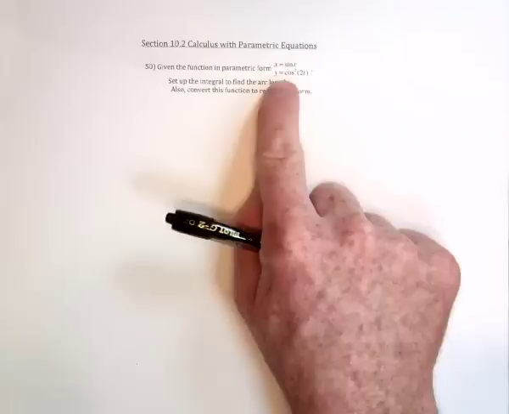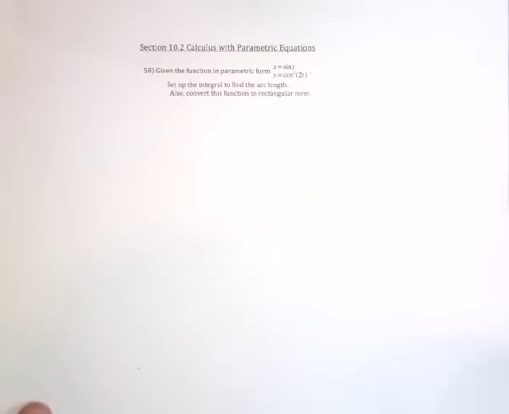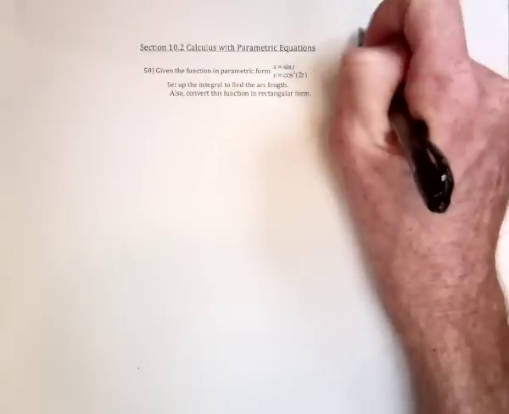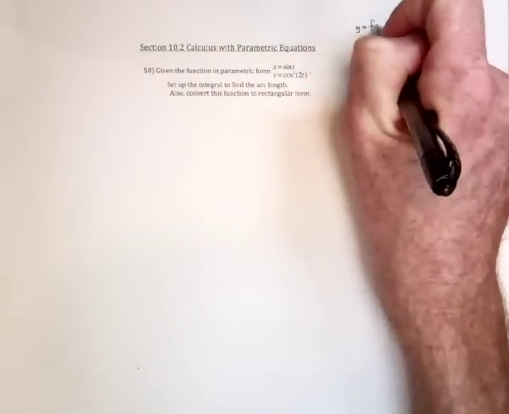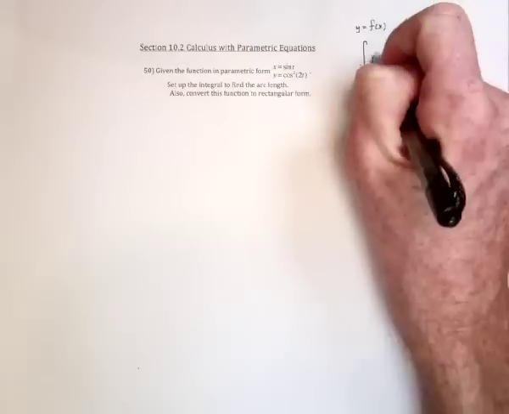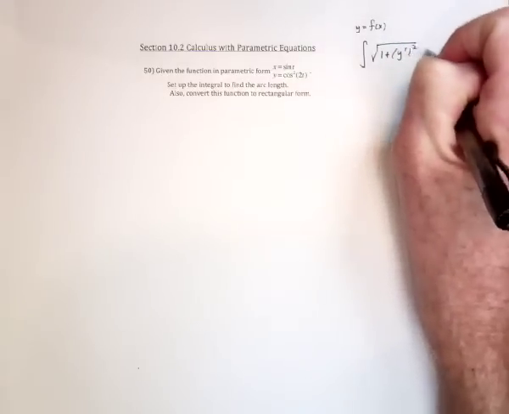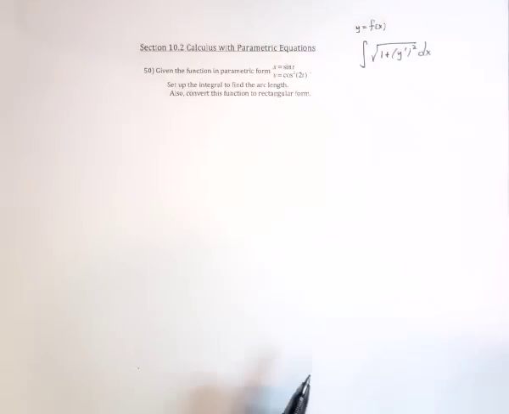We have a parametric function. X is sine of t and y is cosine squared. We're supposed to set up the integral for the arc length. Well, for arc length, if it was just y equals a function of x, then arc length would be the integral of the square root of 1 plus the derivative squared dx, and then you've got some range of values for x from a to b.